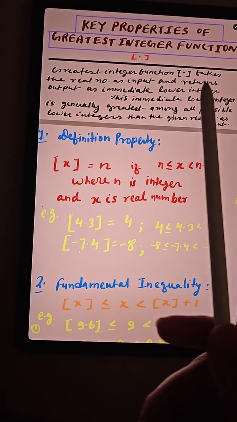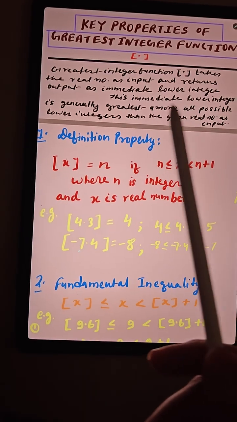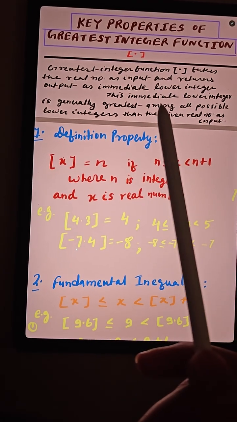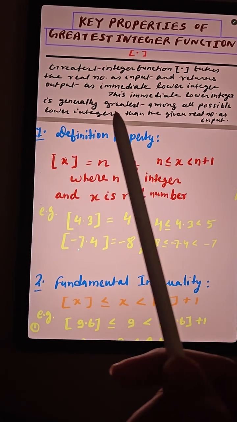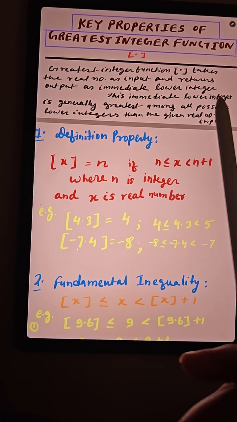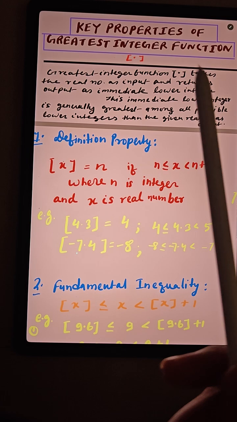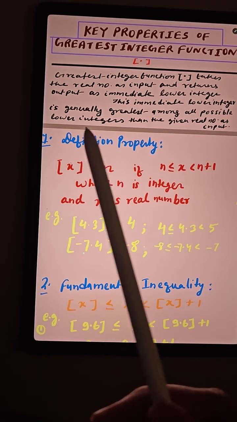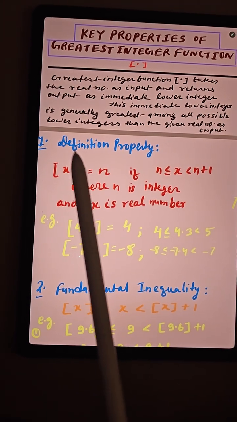So what happens to that lower integer? That immediate lower integer is generally the greatest among all the possible integers lower than the given real number as the input. Okay, this is the theory behind the greatest integer function. Now we will discuss the properties one by one.